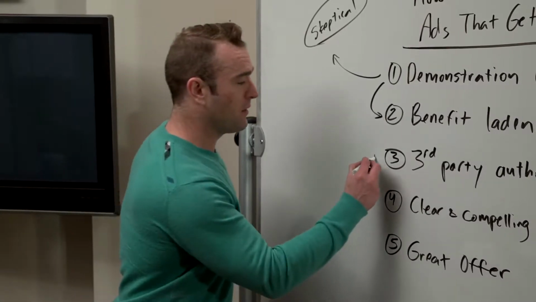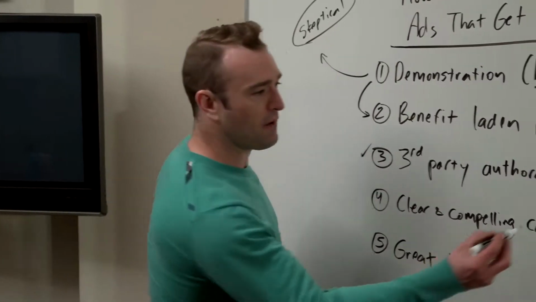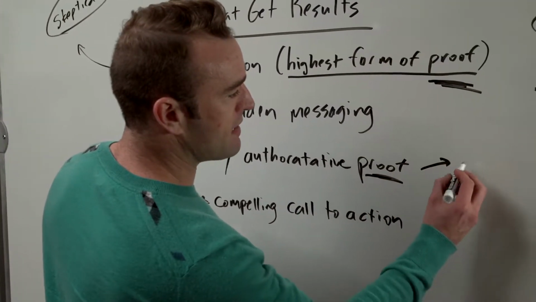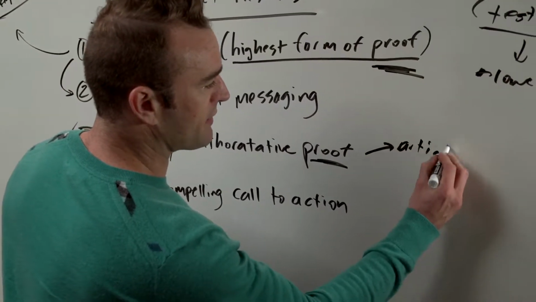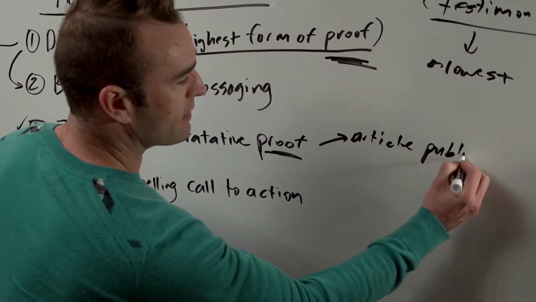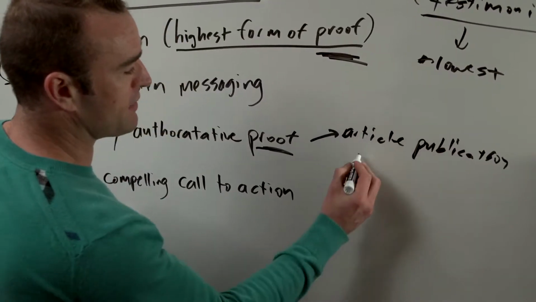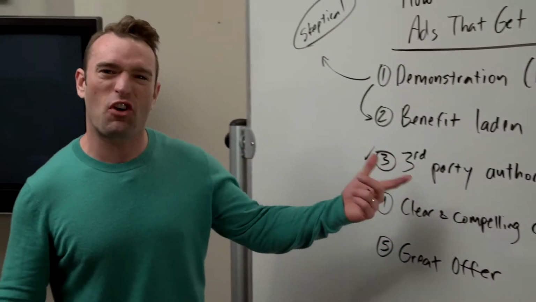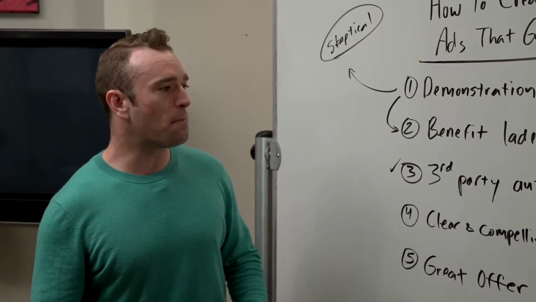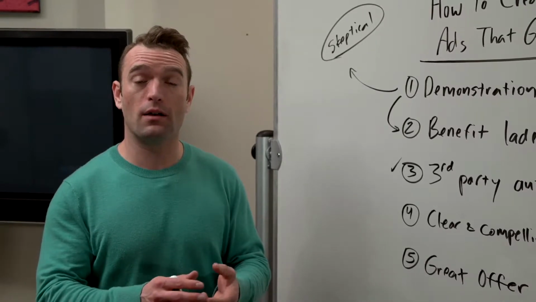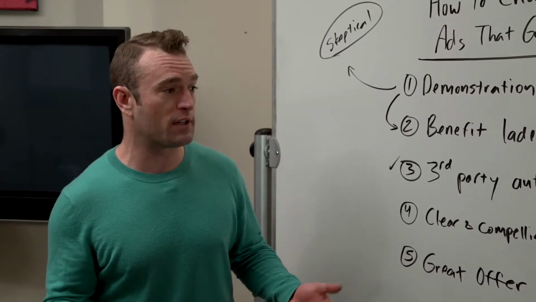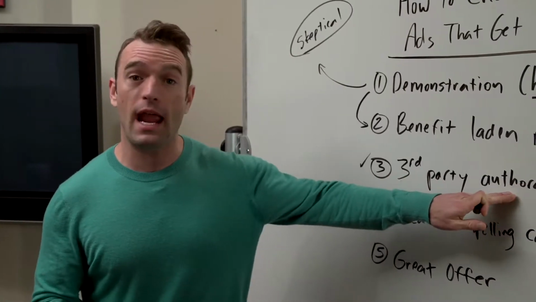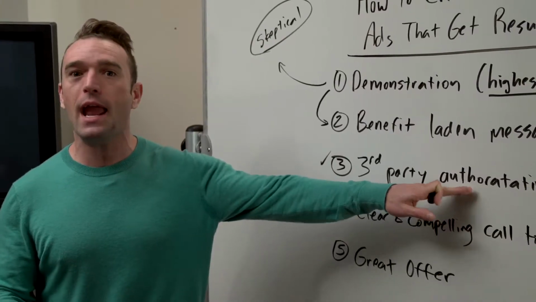The third part to the video is you want to have third-party authoritative proof, okay? Now, this can be a couple of different things. It could be an article in some kind of publication, right? So maybe you sell coaching services and you were featured on Forbes, or your method was featured on Forbes. That's third-party authoritative proof. Maybe you have a teeth whitening product, for example, and it's been certified by dentists. You can put in there that, hey, my product has been certified by the ADA or whatever it is.